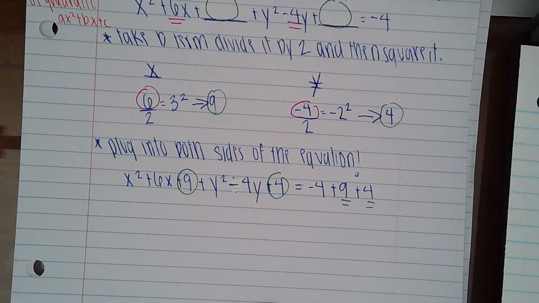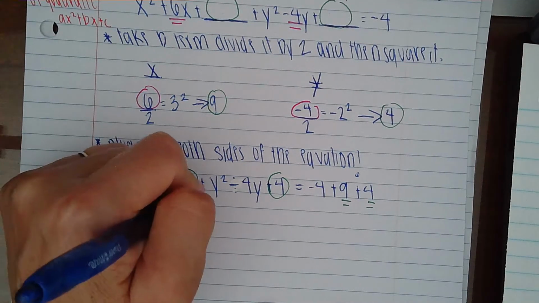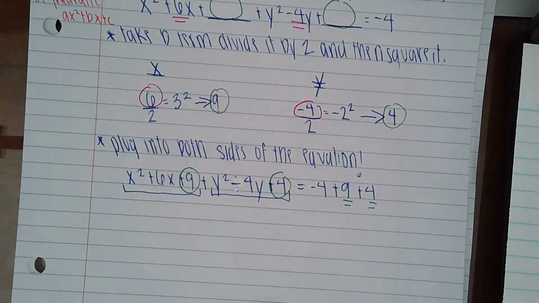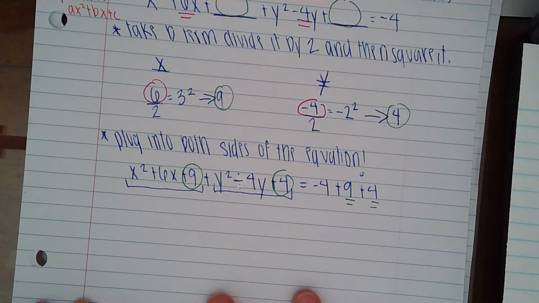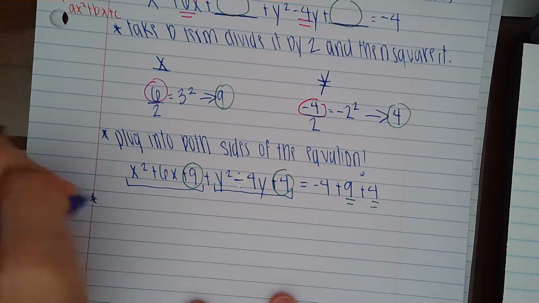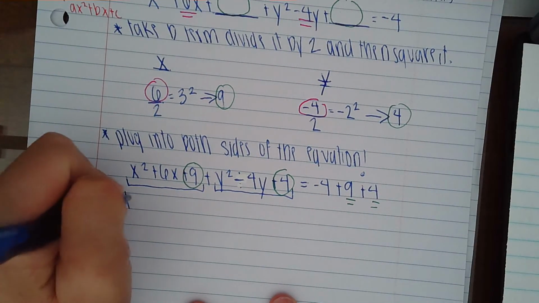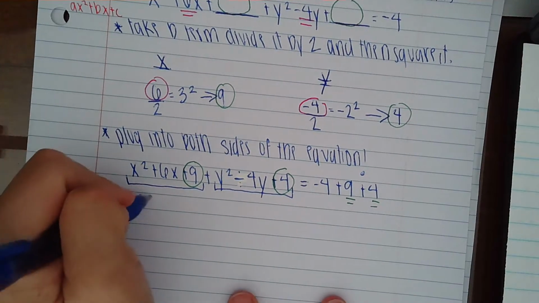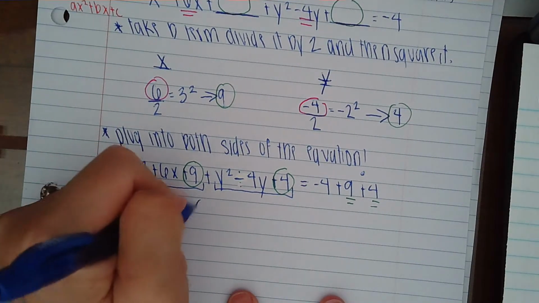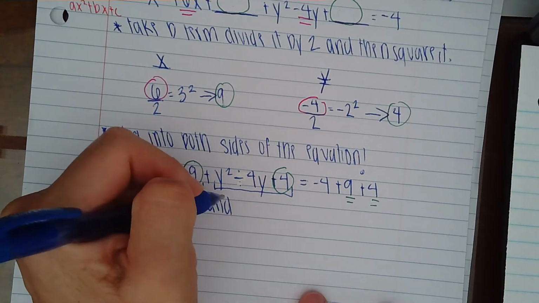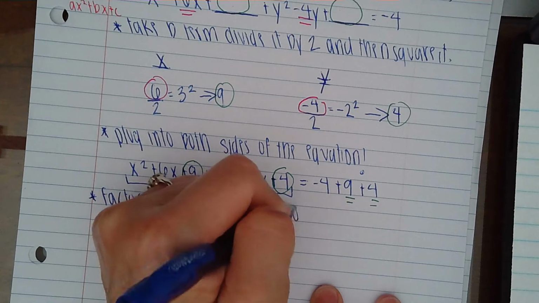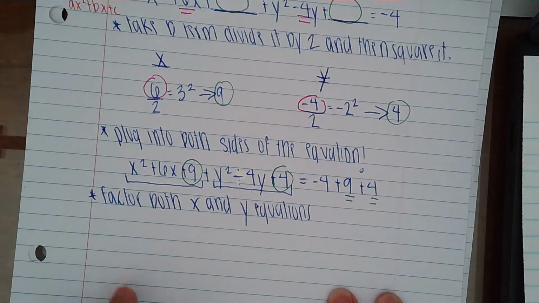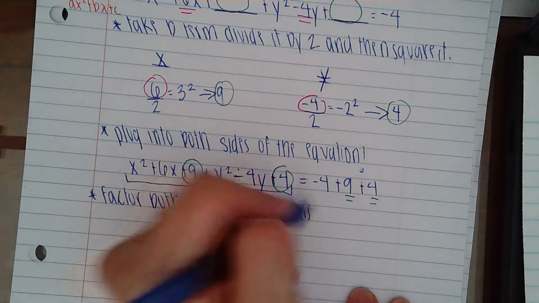Okay, so now what we're going to do is we're going to factor both our x equation and our y equation. And we'll have the equation of a circle. So factor both x and y equations, and you will have the equation of a circle.